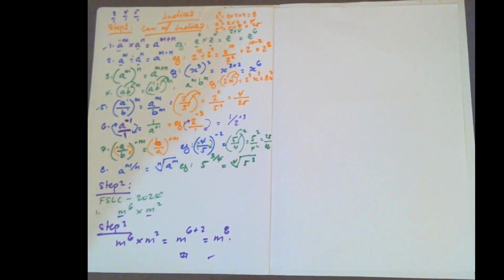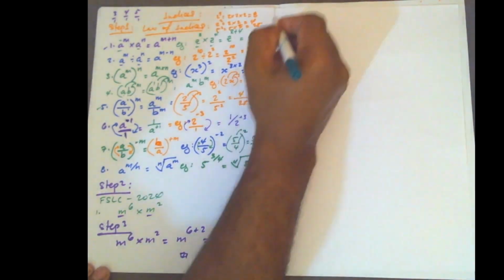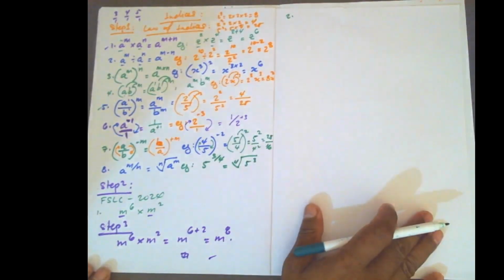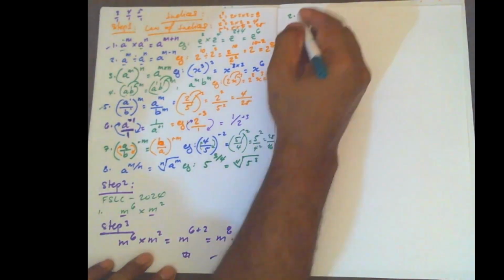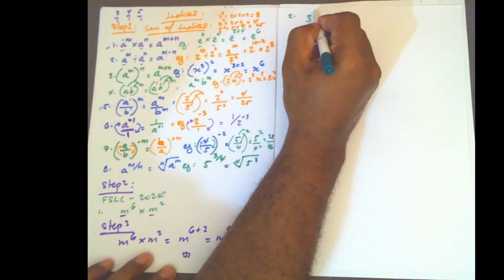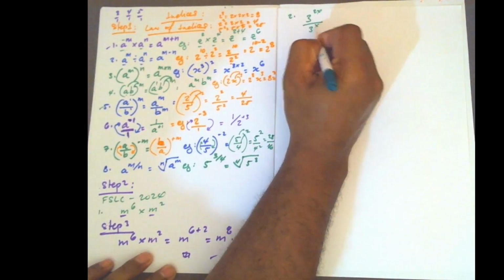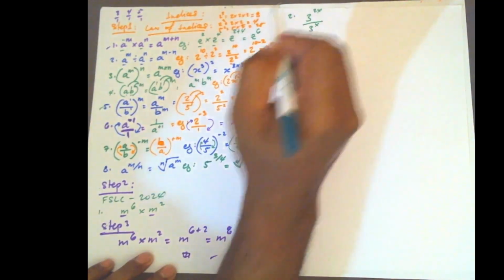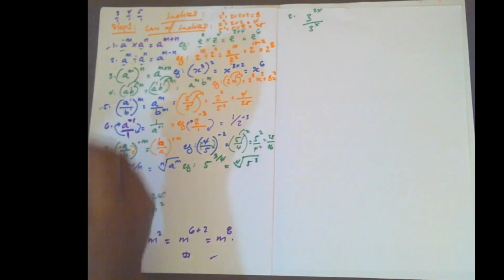Let's look at second question. This is FSLC 2024 question 2. Question 2 says, simplify 3 to the power of 2x over 3 to the power of x. Now we need to first identify which law does this apply to. So I think we apply the second law here.